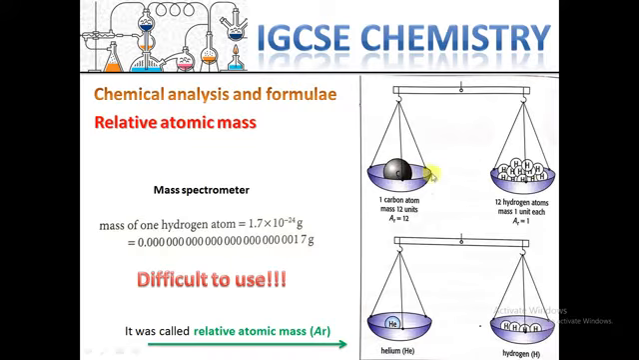They were compared to each other, and here they put 12 units for carbon, and each hydrogen atom got one, because each carbon is equal to 12 hydrogen atoms. So they put 12 for carbon, one for hydrogen. That was called relative atomic mass, Ar.